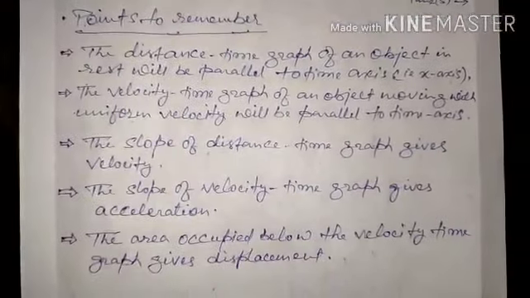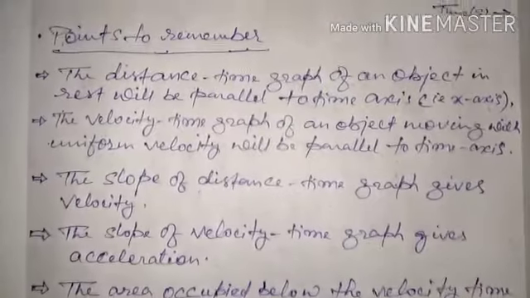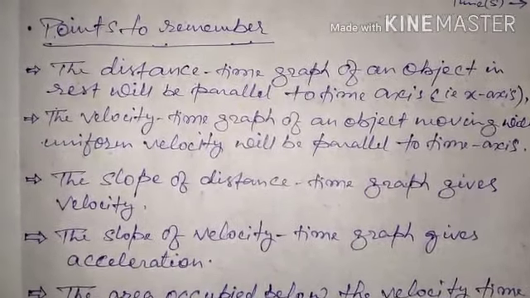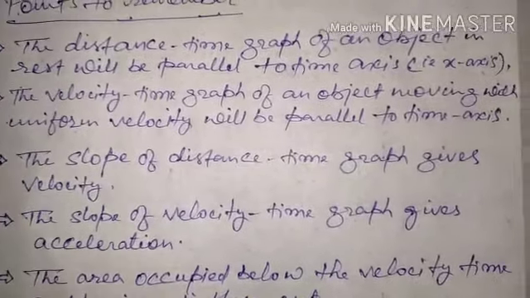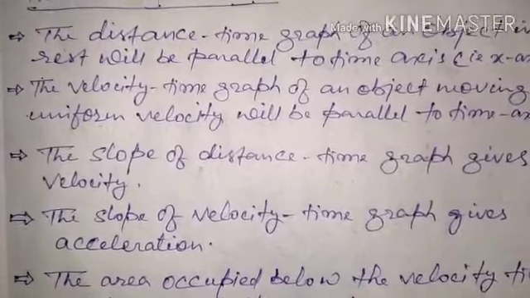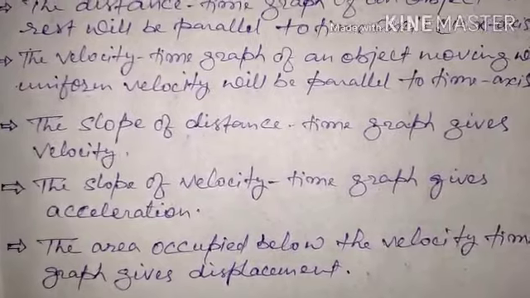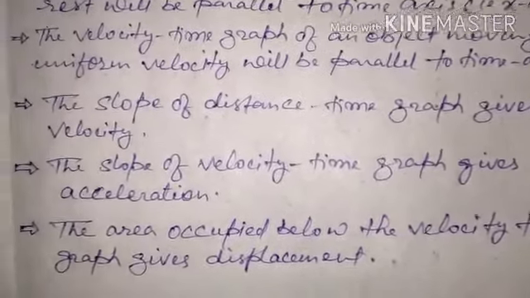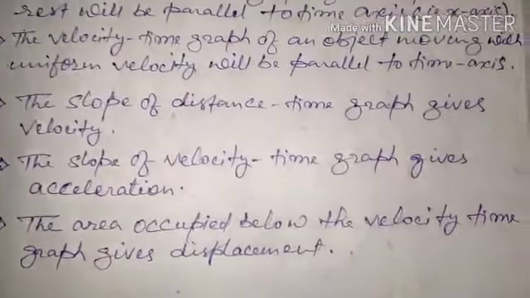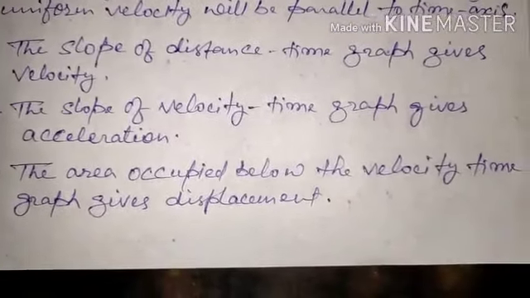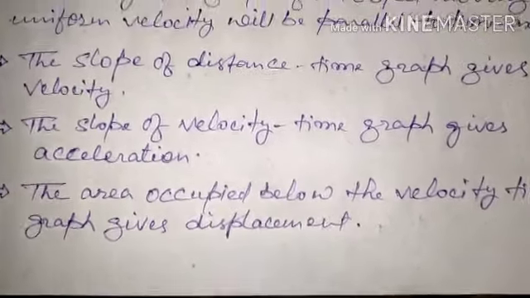Some points here I have written for you people to remember. So what are the points? Please all of you just hear it properly. The distance time graph of an object at rest will be parallel to the time axis, that is the x-axis. The velocity time graph of an object moving with uniform velocity will be parallel to the time axis. Okay, the slope of the distance time graph gives velocity, the slope of the velocity time graph gives acceleration, and the area below the velocity time graph gives displacement.